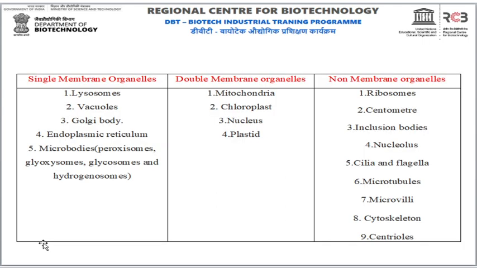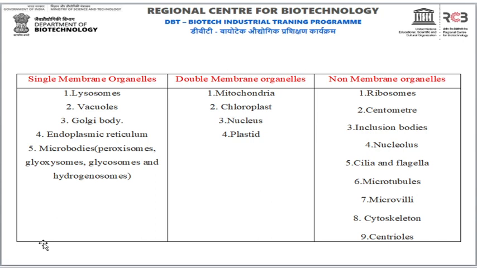Next, organelles with a single membrane. Single membrane organelles include lysosomes, vacuoles, Golgi bodies, endoplasmic reticulum, and microbodies like peroxisome, glyoxysome, glycosome, and hydrogenosomes. They are covered with a single layer. Next, double membrane bound organelles include mitochondria, chloroplast, nucleus, and plastid. You should note endoplasmic reticulum is made up of a single membrane, whereas mitochondria is made up of a double membrane, inner membrane and outer membrane.